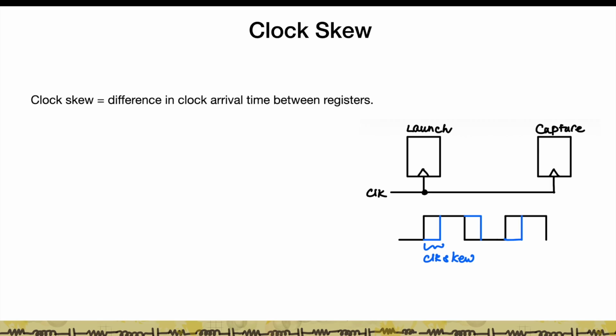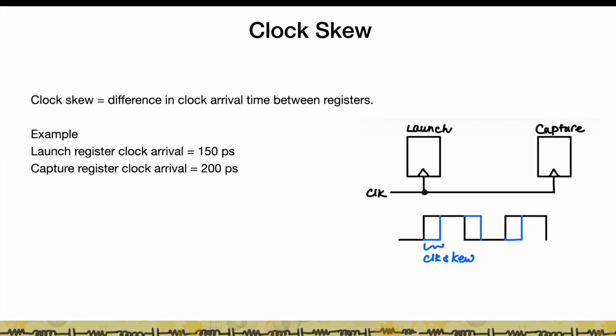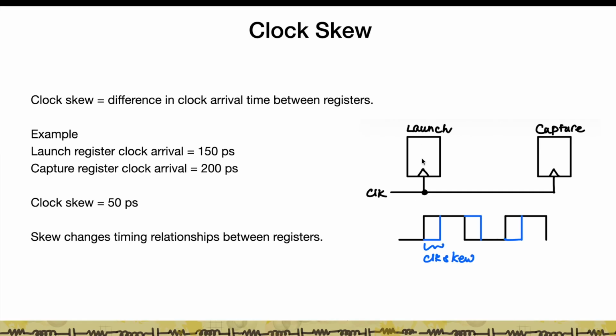So, clock skew is simply the difference in clock arrival time between two registers. Here's a concrete example. Suppose the clock reaches the launch flip flop at 150 picoseconds after the clock source transitions. The capture flip flop, sitting on a different branch of the clock tree, receives its clock edge at 200 picoseconds. The skew between them is 50 picoseconds.